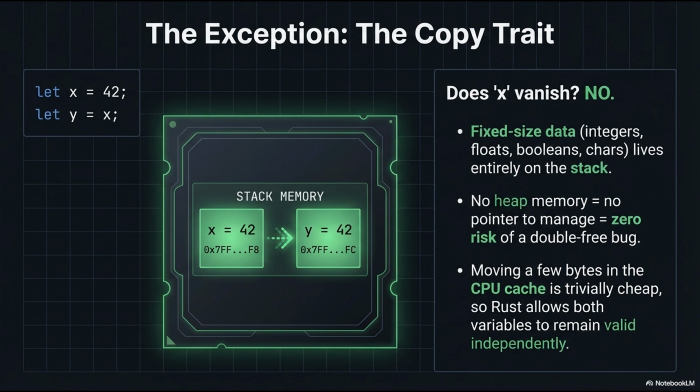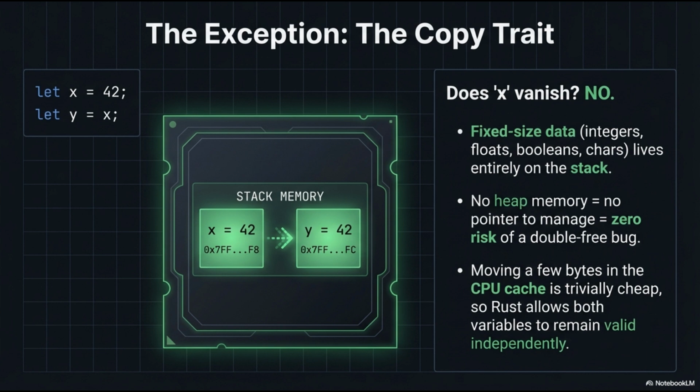Okay, that makes sense. But what if I actually want that behavior for my heap data? What do you mean? Well, what if I have a massive string of JSON data and I genuinely need also_greeting to be an exact independent duplicate of the text on the heap? Ah, I see. If Rust won't do it automatically to protect me from double frees, how do I force it?